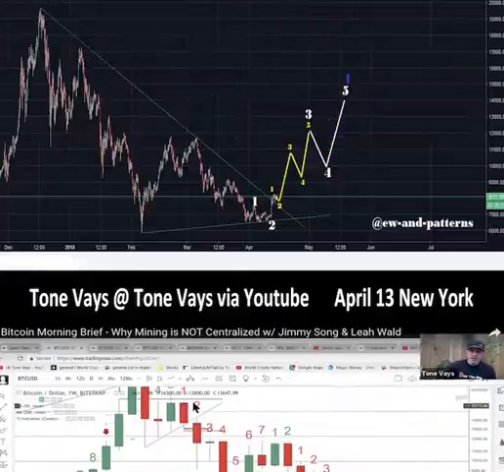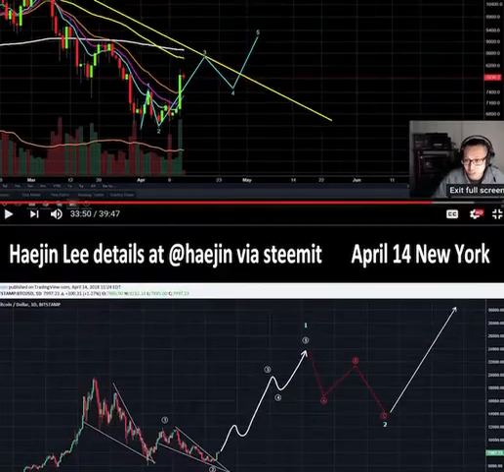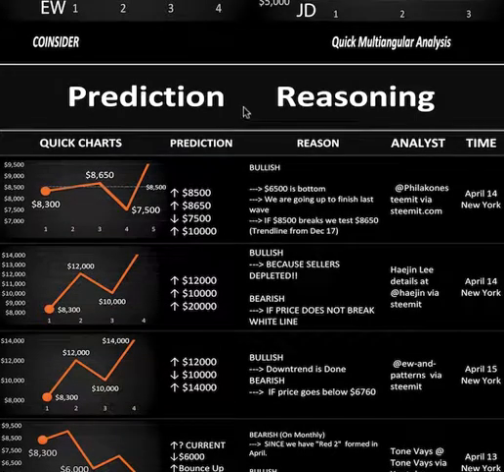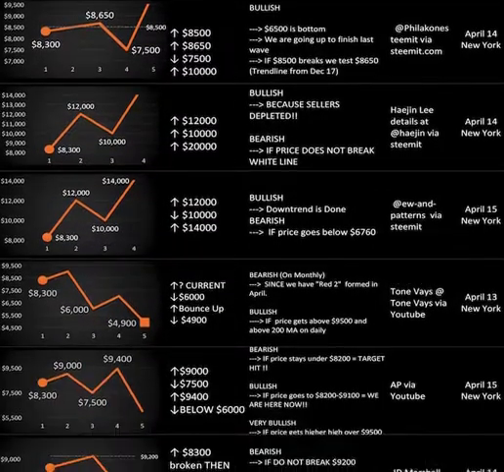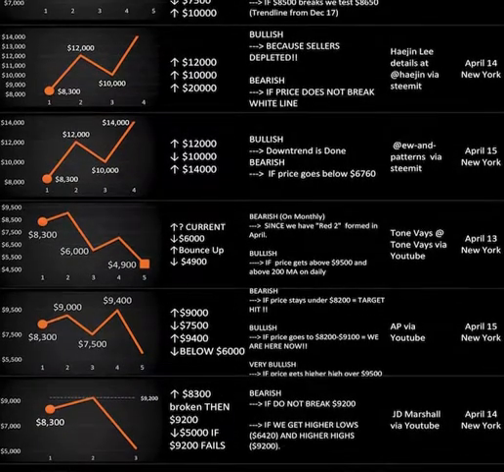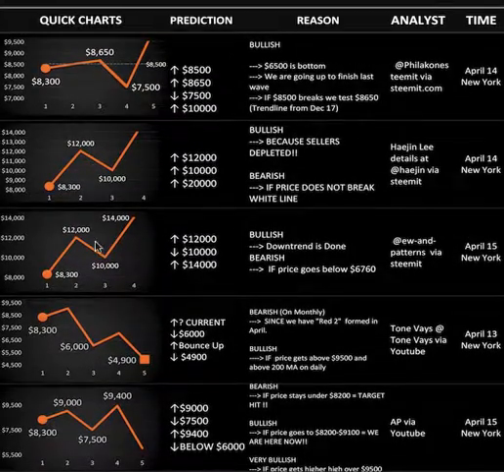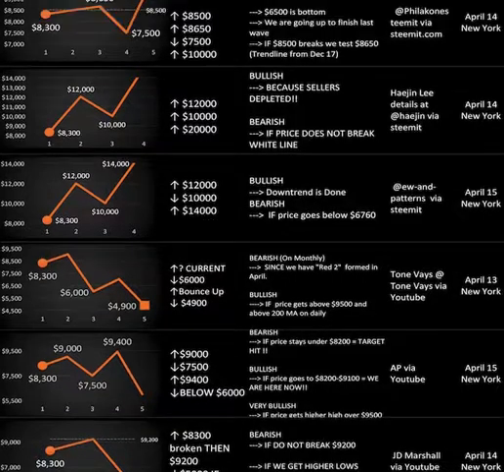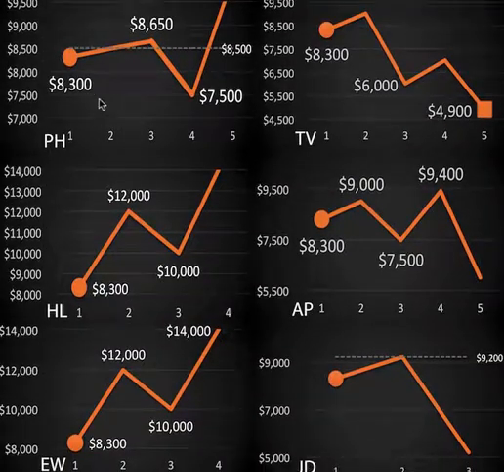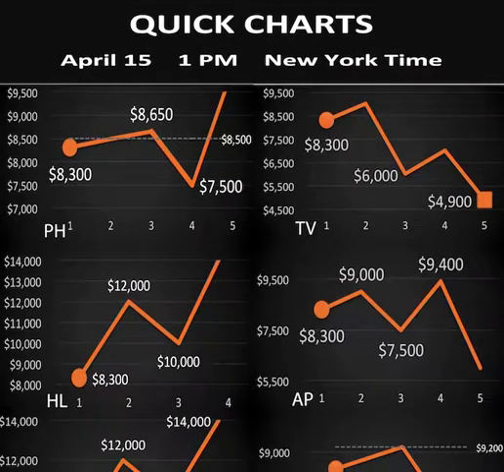We went over 3 sections, which was the candle charts, which you just went over. We went over the predictions and reasoning with the 6 analysts, so we went over the specific next destination targets for them. We have the 3 bulls here and the 3 bears here. And then finally we went over our initial quick charts just to show the basic next major stops and how the market is moving here. And that's it for today's quick charts.